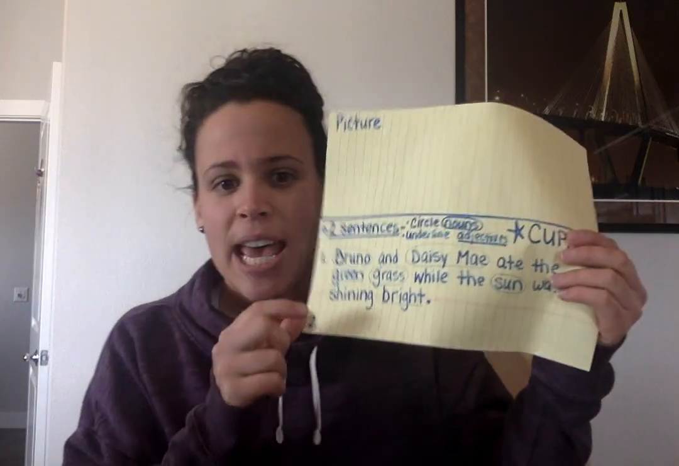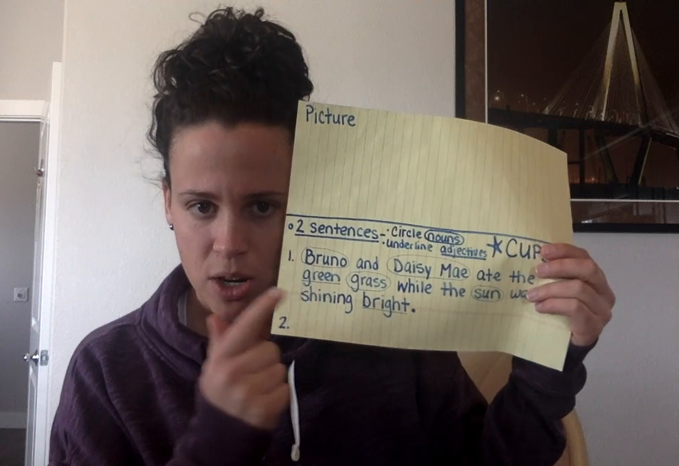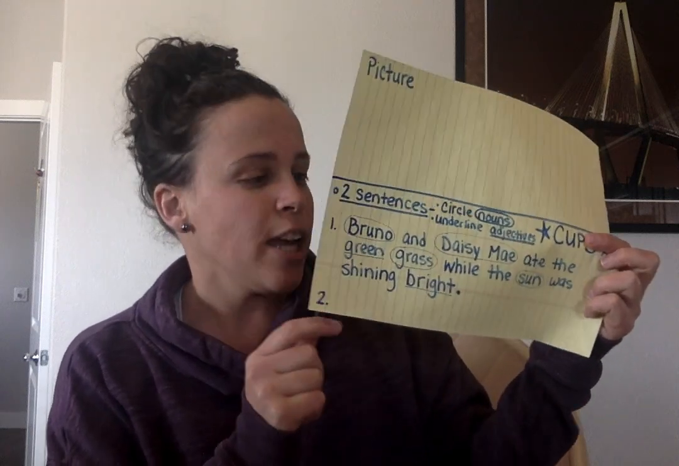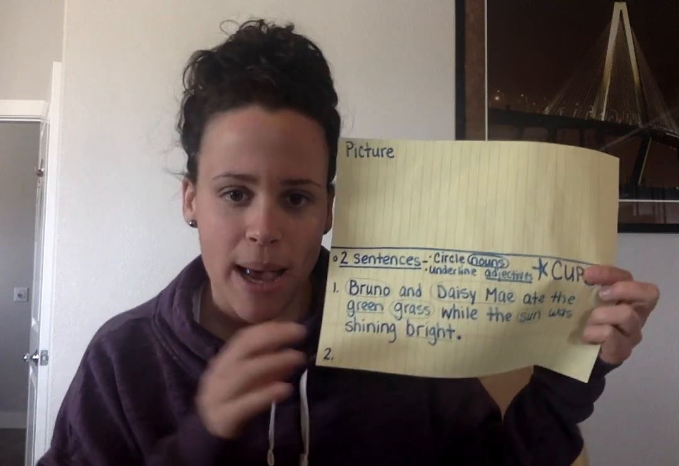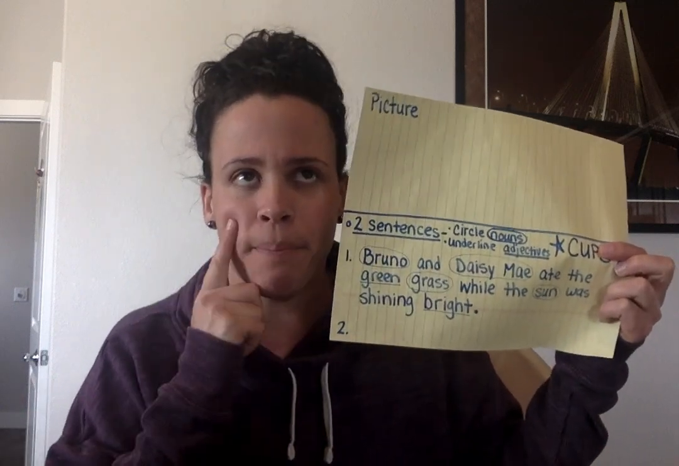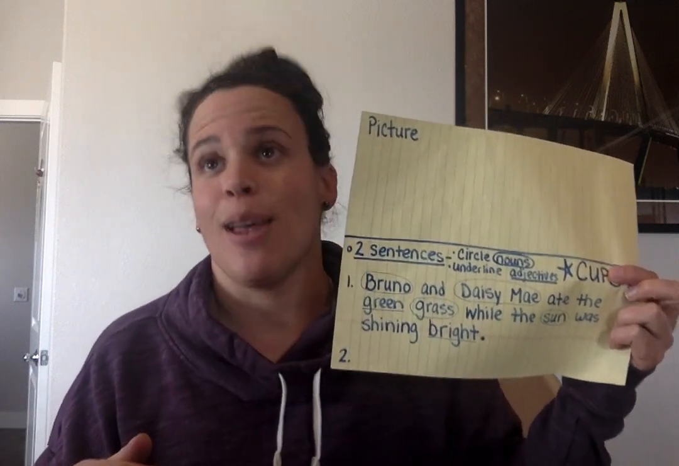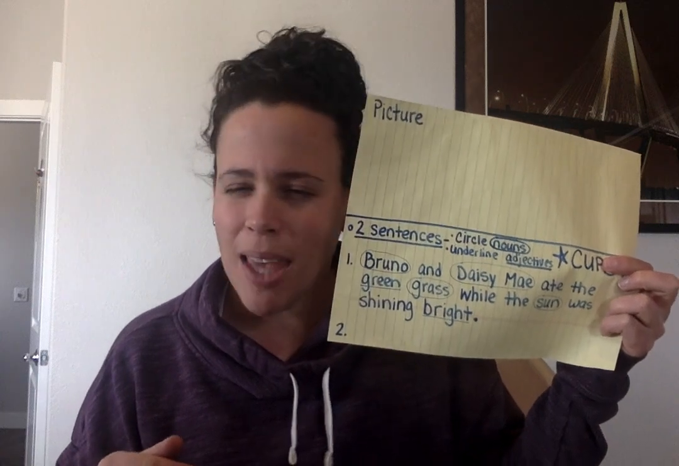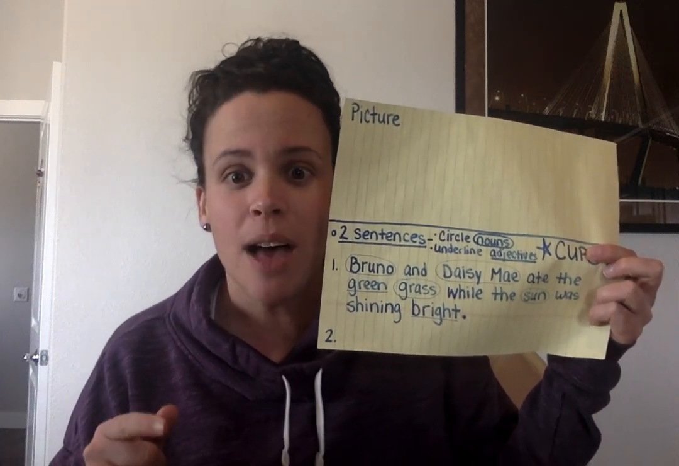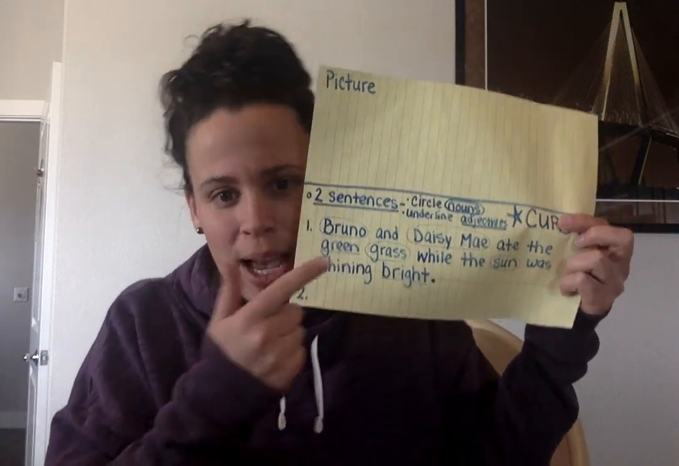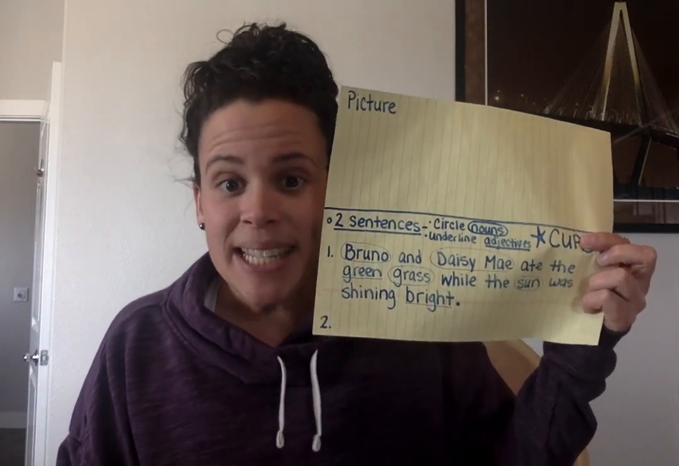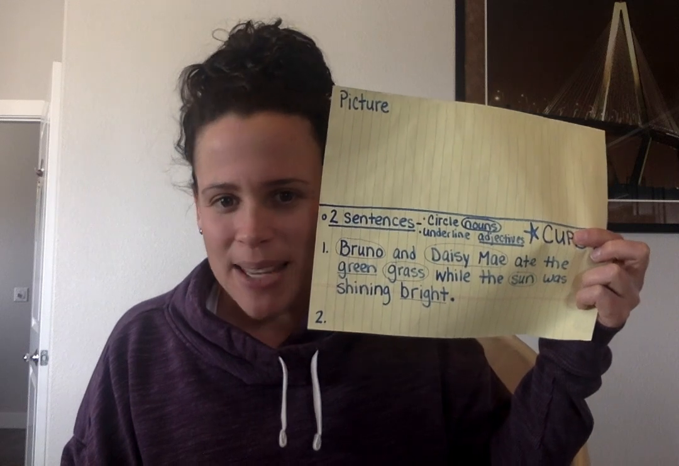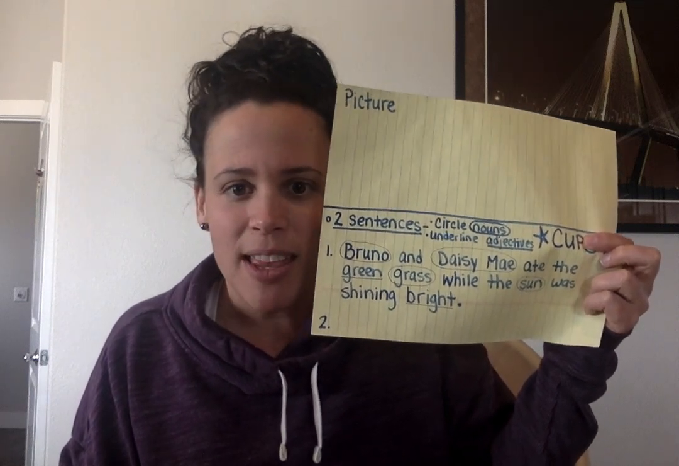Okay, so refresher, a noun. In your sentence, you're going to read your sentence back to yourself, and you're going to circle all of the nouns. So I'm going to start my sentence. Bruno, think. Is that a person? No. Is that a place? No. Person, place, animal? He is. He's a horse. So I circled Bruno. Next word, and Daisy May. Yep, Daisy May's a horse. Got to circle. Okay, that's an animal.